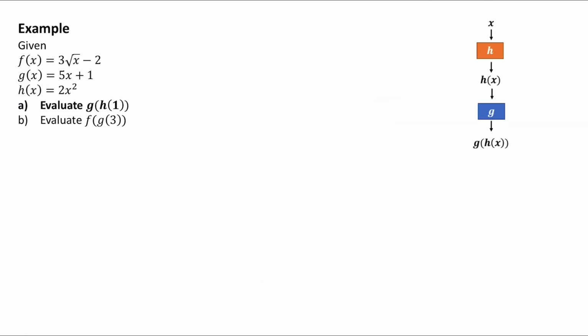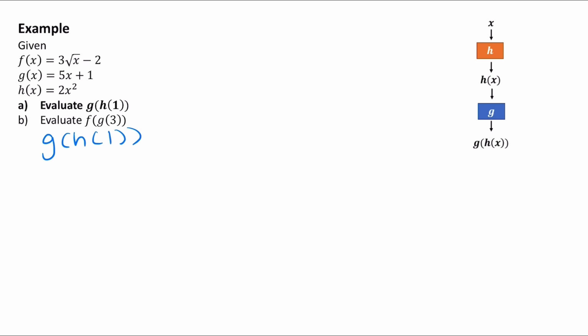So suppose we're given these three functions. f of x equals 3 square root of x minus 2, g of x equals 5x plus 1, and h of x equals 2x squared. Let's start off by evaluating g of h of 1. So I want to figure out g of h of 1.